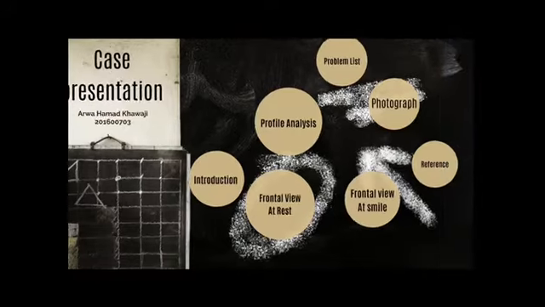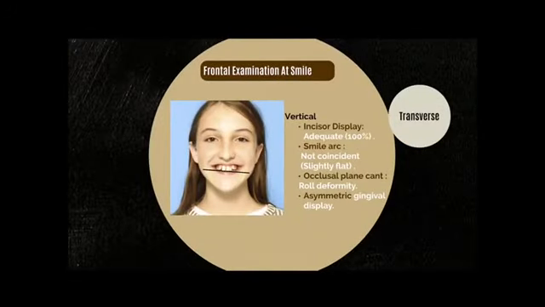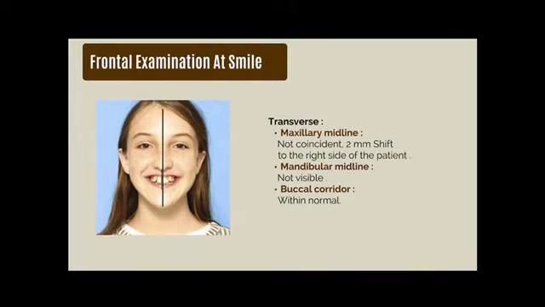Then, from the frontal view at smile, the patient has an adequate incisor display, or her upper anterior teeth can be seen. Smile arc, which is a line demarcating the incisal edges of upper anterior teeth, is slightly flat to the curvature of the lower lip. Occlusal cant: she has a roll deformity, slightly up on the right side of the patient, and asymmetric gingival display. At the transverse dimension, the maxillary midline is shifted to the right side of the patient by 2 millimeters. The mandibular midline is not visible, and the buccal corridor is within normal. Here you can see the shift of the maxillary midline by 2 millimeters.